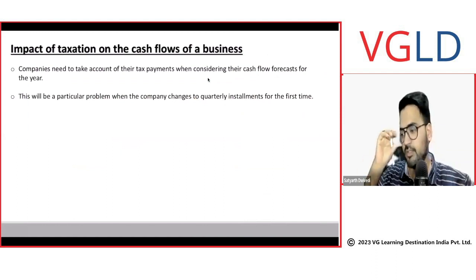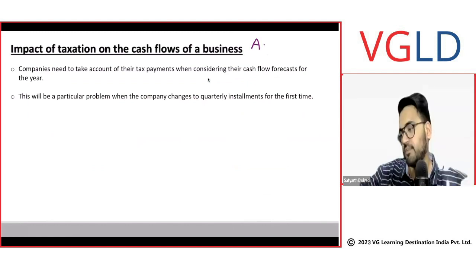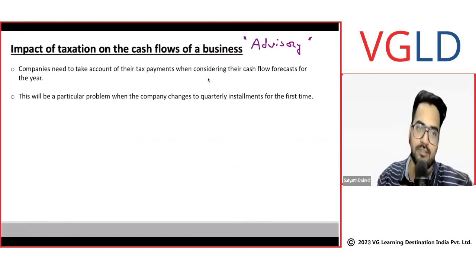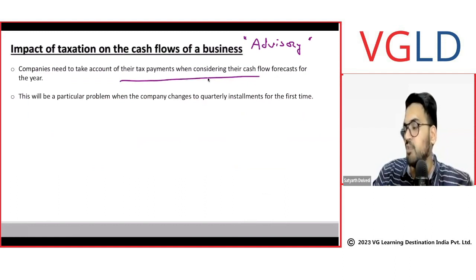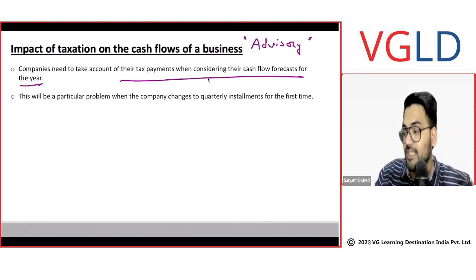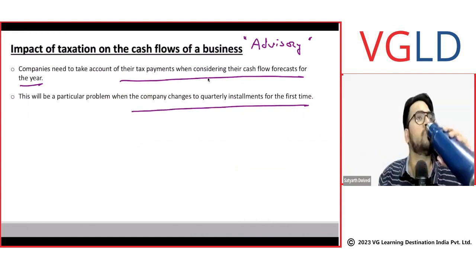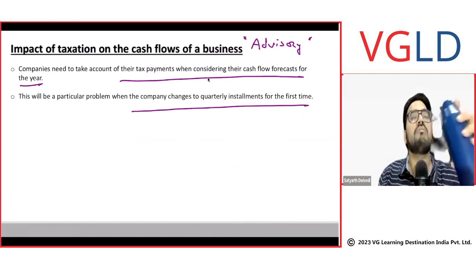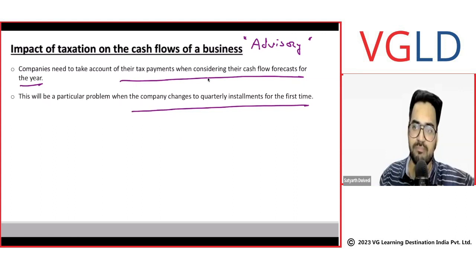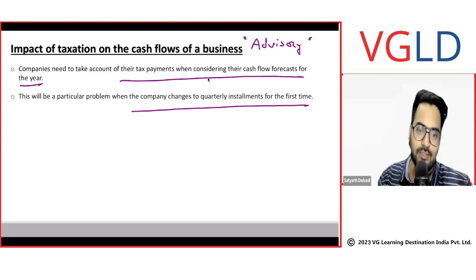Very good. Next is impact of taxation. So this is actually the advisory part. So whenever you are appearing for ATX paper, think of yourself as an advisor, right? Whenever you are considering tax payment, you must look at your cash flows, right? So when you change to quarterly installments for the first time, your cash flows are going to be affected. Okay.